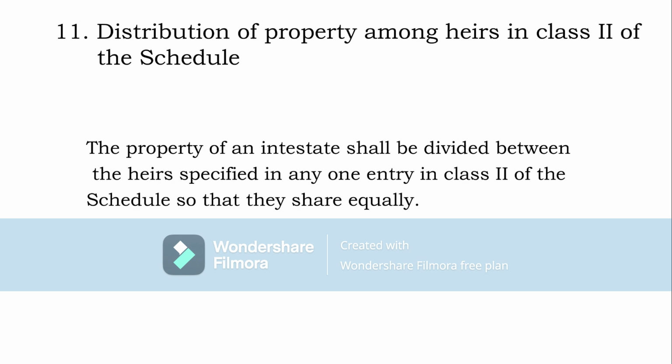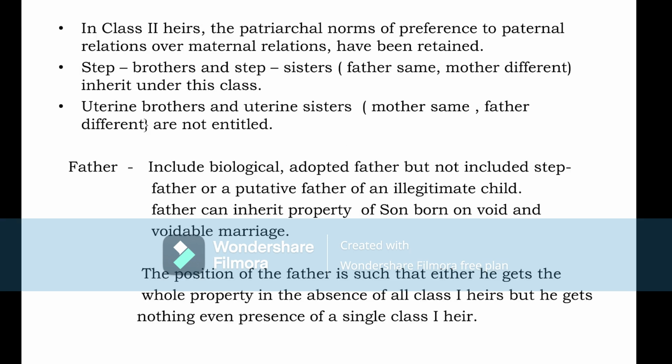In entry 2, there are 3 heirs. All the 3 heirs will take simultaneously and equally. Similarly, who are the heirs in that entry? All the heirs shall take the property equally and simultaneously. In class 2 heirs, the patriarchal norms of preference of paternal relations over maternal relations have been retained.